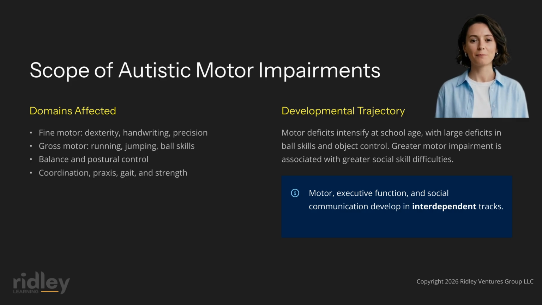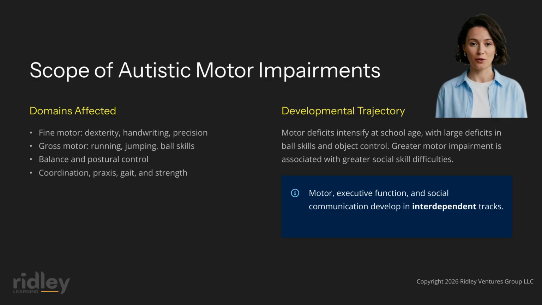Autistic motor impairments are broad in scope. A 2025 scoping review by De Silva and colleagues documented impairments across fine motor skills, including manual dexterity, handwriting, and precision tasks. Gross motor skills including running, jumping, and whole body movement.